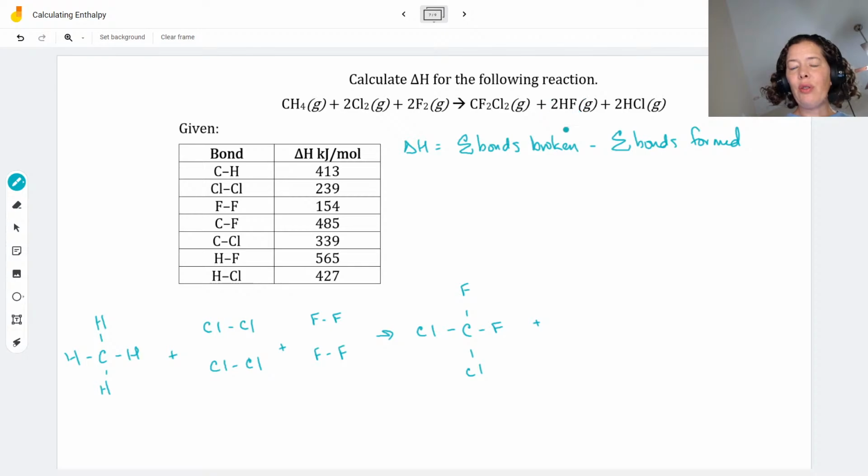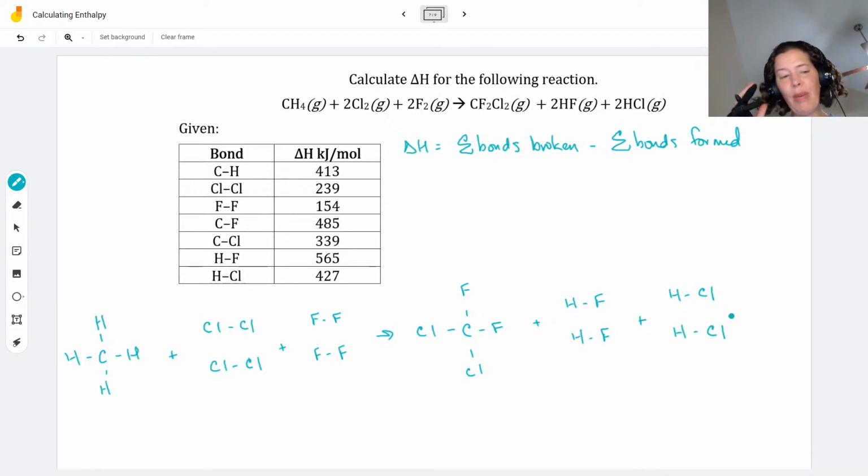Plus I have 2 hydrofluoric acid molecules. So there's 1, there's my second, and I have 2 hydrochloric acids. So that is HCl, and that is a single bond HCl. And this just makes it much, much easier to see, again, bonds broken and bonds formed. So let's take a look at bonds broken first.